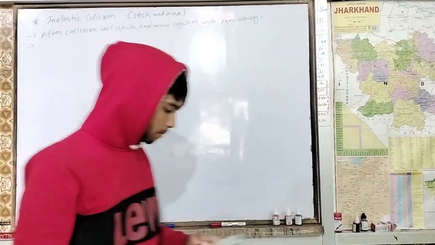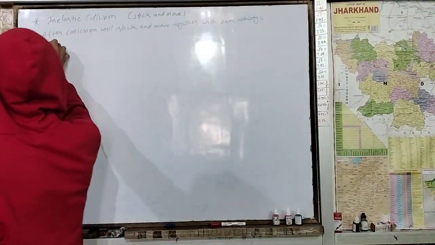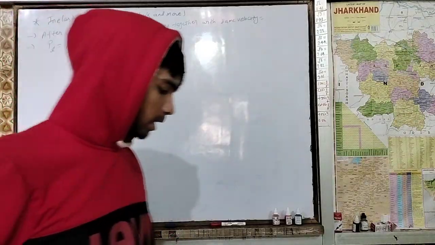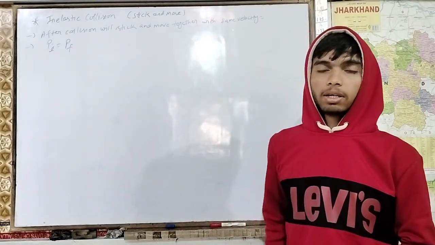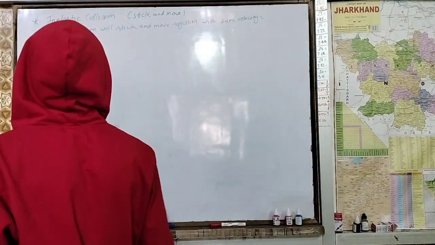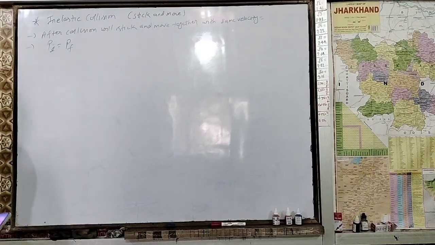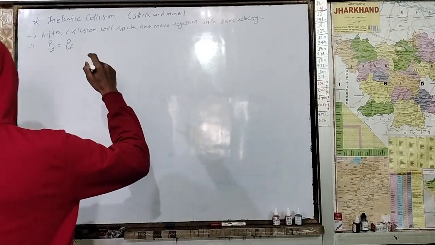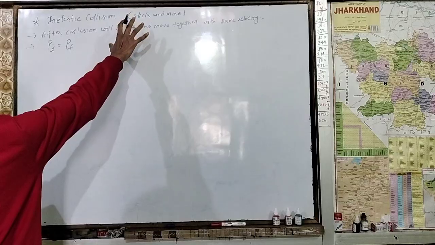When it comes to momentum, momentum remains conserved, which means Pi will be equal to Pf. Kinetic energy initial will be more, but after collision, kinetic energy final will be less, because they stick. So of course it will be less. Some energy is lost due to collision.